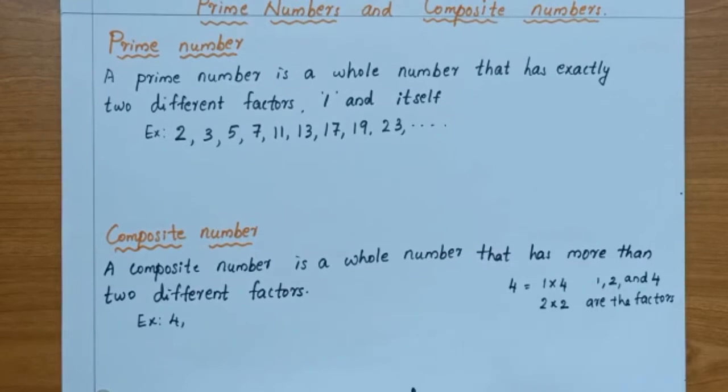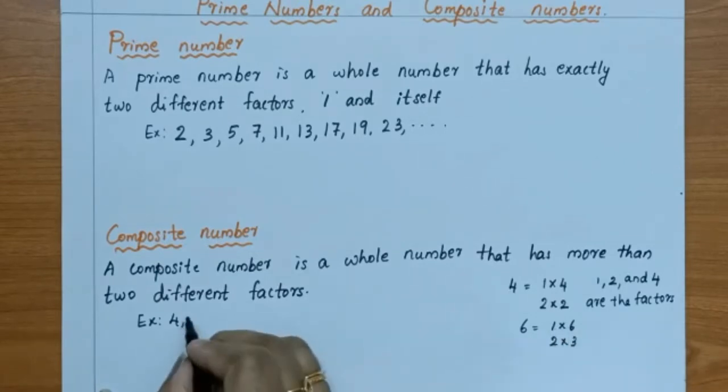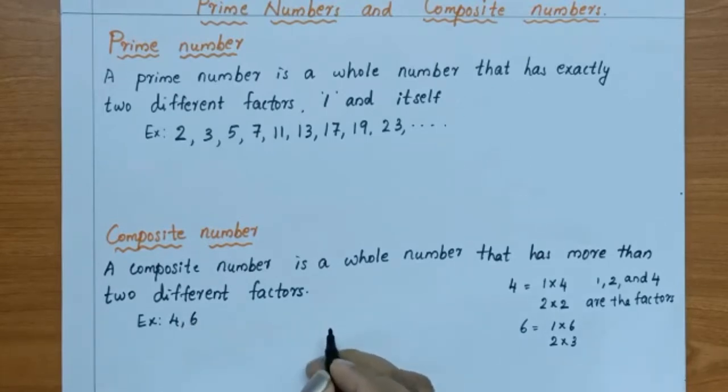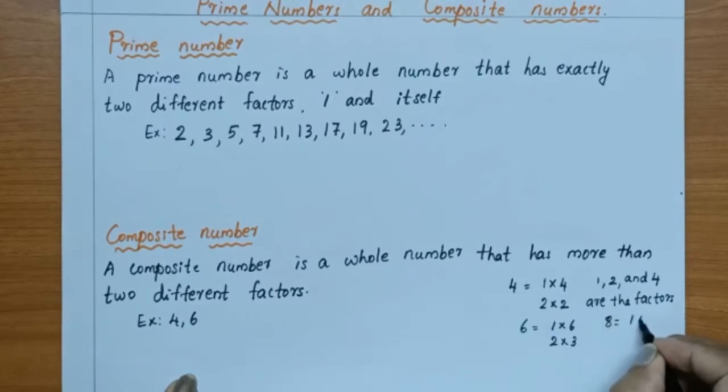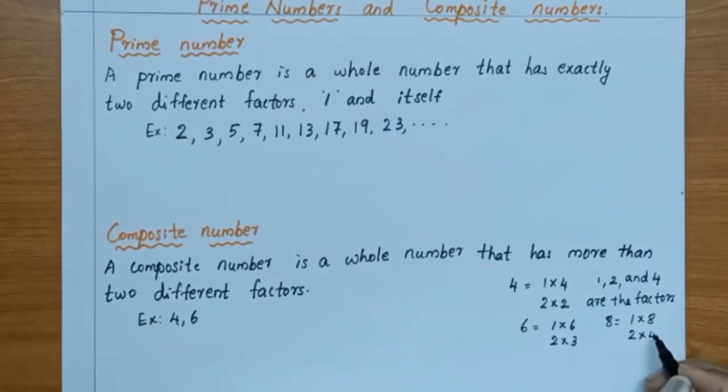Then 6 you can see in table 6, table 2, also in table 3. So 6 is having 1, 2, 3 and 6 as factors. So that's why 6 is a composite number. Then 8 you can see in table 8, table 2, also in table 4. So 8 is having 4 factors: 1, 2, 4 and 8. So 8 is also a composite number.